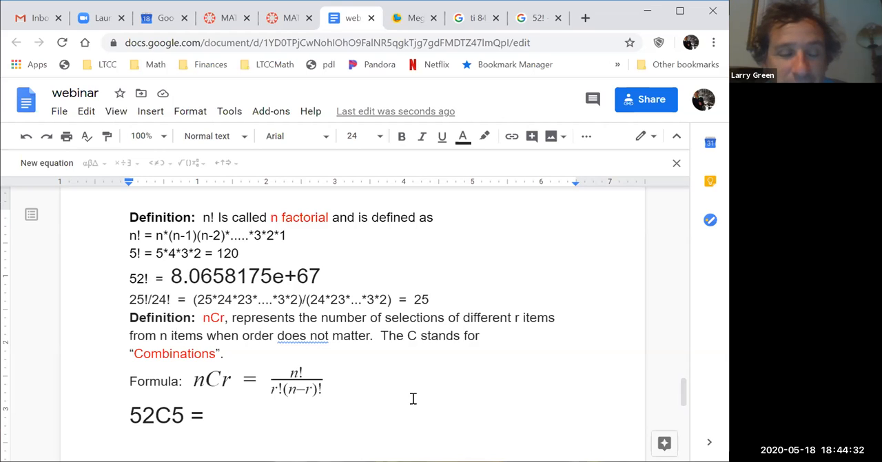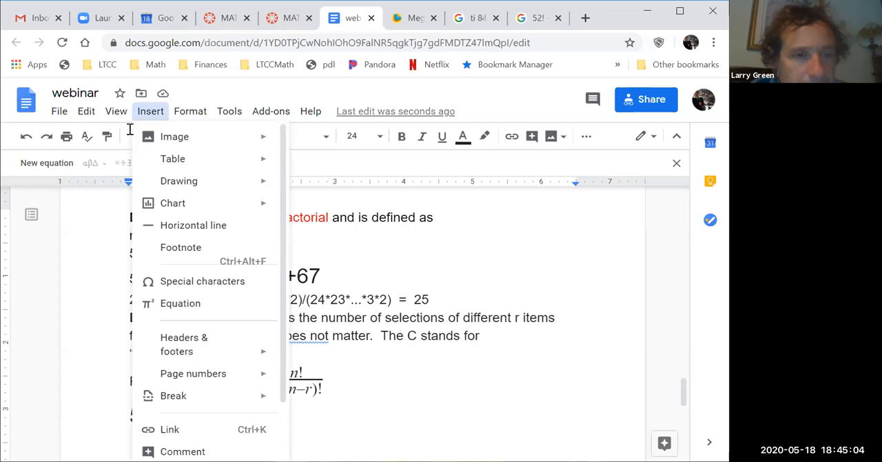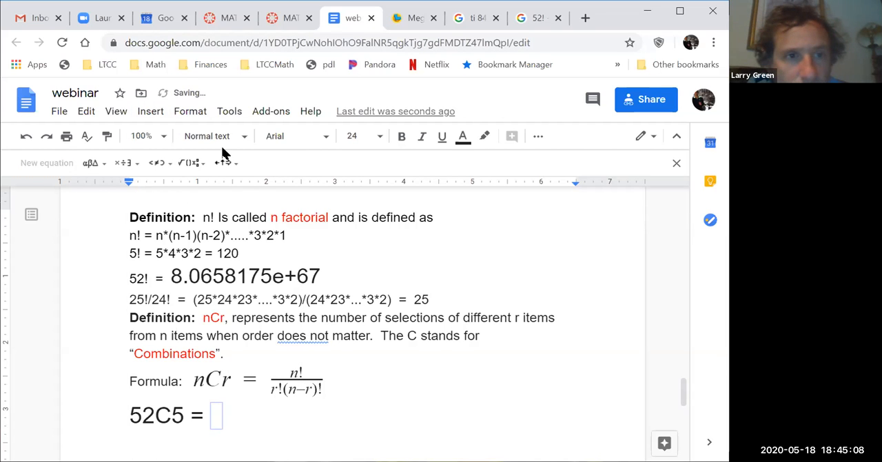Where in the real world is this used? This particular 52C5? In one word. Yeah, counting cards, but in particular poker. Yeah, this one's poker. Okay, this is how many poker hands there are. The number of poker hands is going to be 52C5. We could write that as 52 factorial divided by 5 factorial times 52 minus 5. 52 minus 5 is 47.